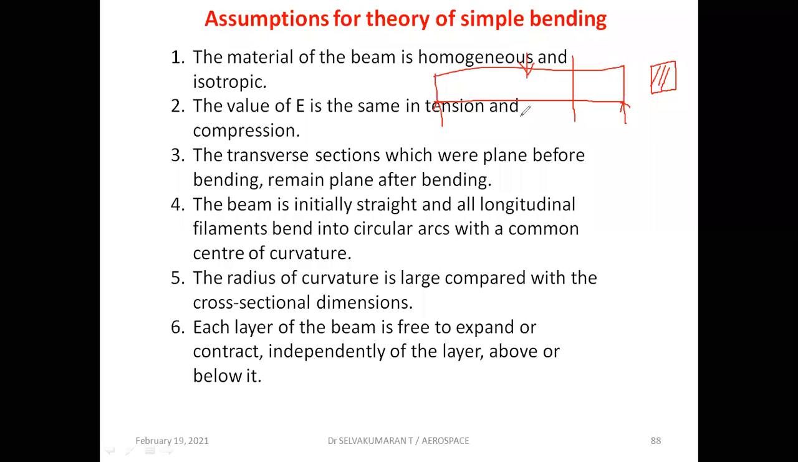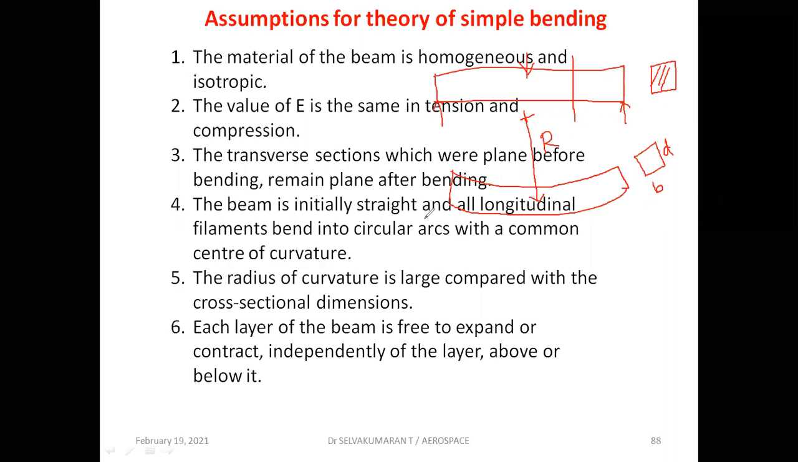Once the beam is loaded, the beam will bend. It will try to bend into a circular arc like this. A circular arc definitely must have a center point and a radius r. Let r be the radius of curvature. This radius of curvature is large when compared to the cross-sectional dimensions. Suppose the cross-section is a rectangle having width b and depth d, the radius of curvature will be large when compared to the width and depth of the cross-section.